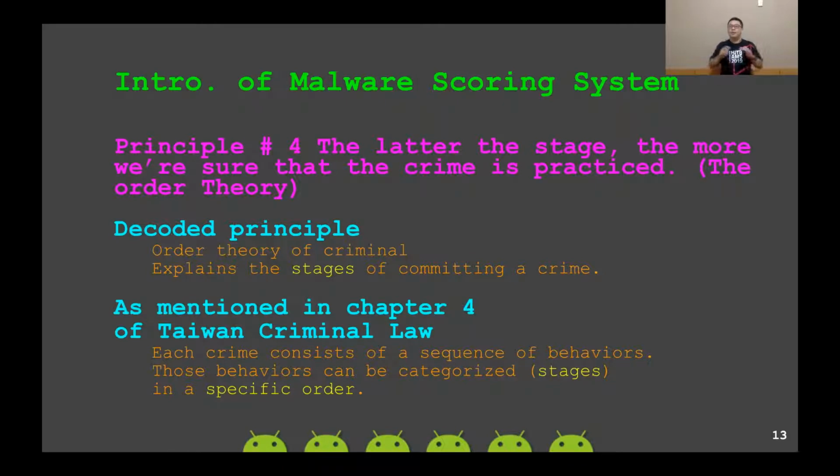So, now let's see the most important part of the scoring system. We create an order theory. And the order theory consists of three principles: principle number 4, 5, and 6. So let's first look at principle number 4. The later the stage, the more we are sure that the crime is practiced. As mentioned in Chapter 4 of Taiwan Criminal Law, each crime consists of a sequence of behaviors. And those behaviors can be categorized in a specific order.